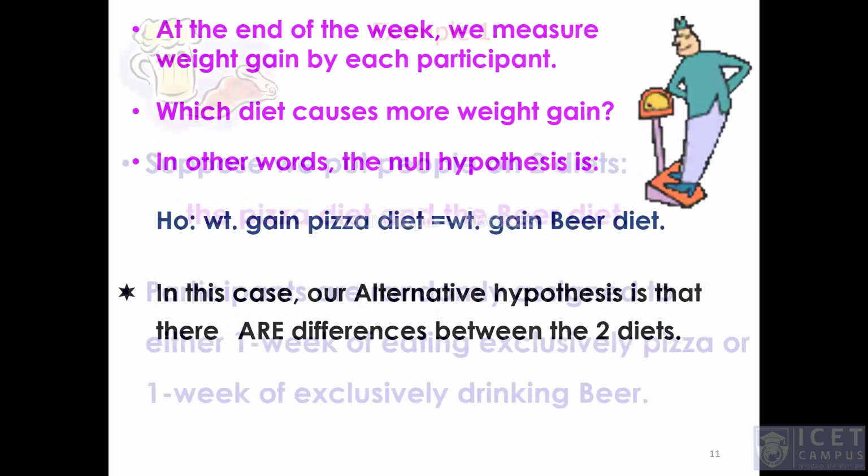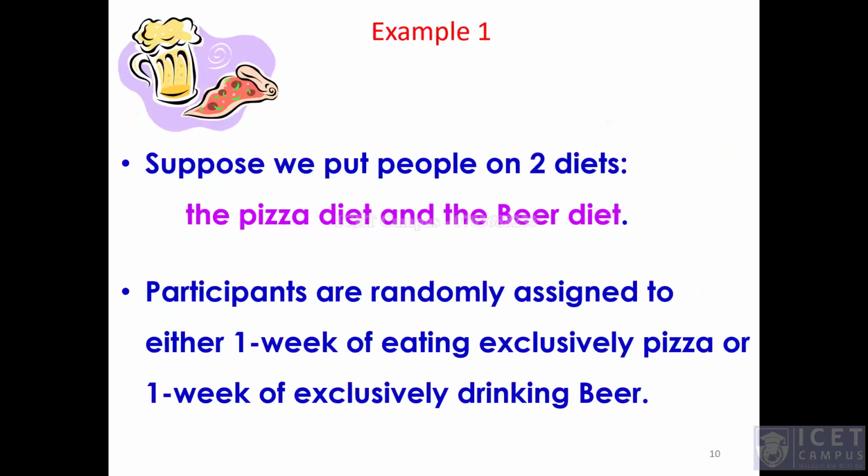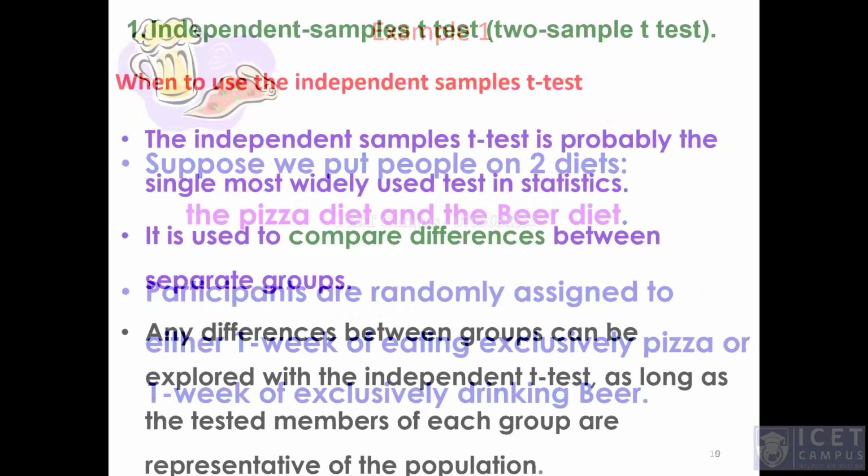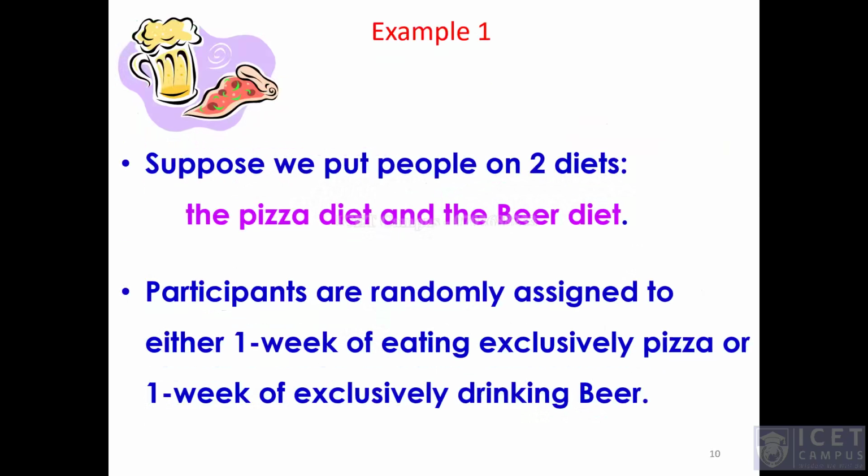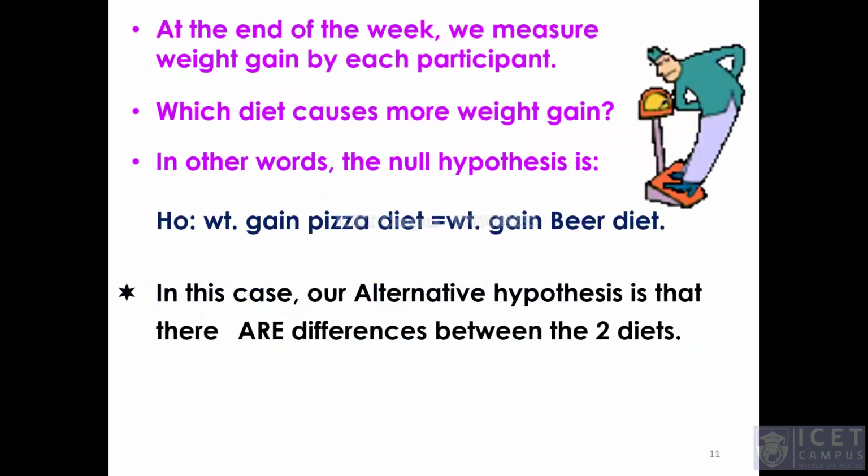So now here, there are two groups, right? Participants are randomly assigned to either 1 week of eating exclusively pizza, so one group is eating pizza for 1 week, and the other one is drinking beer. We need to check whether there is a difference between the weight gain of these two groups, right? So it means we have two independent groups, one assigned to eating pizza, the other participants assigned to drinking beer. Then we need to check whether there is a difference between the weight gain.